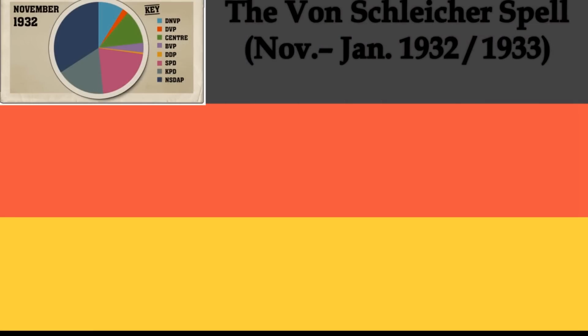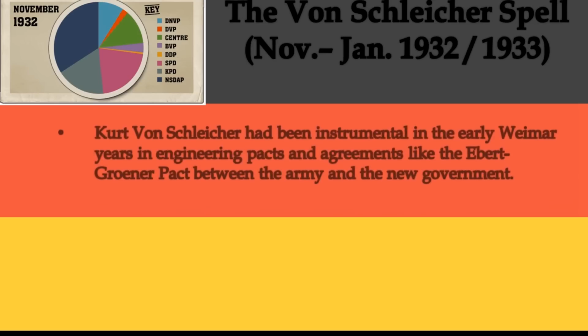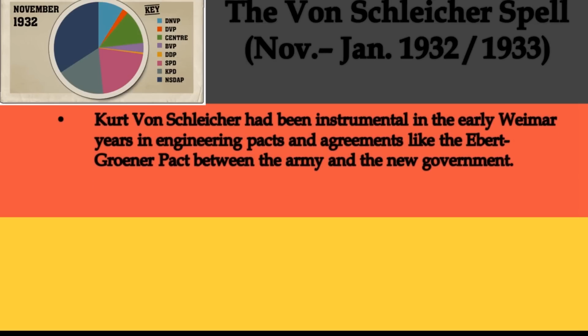So, with this slight detour to try and get the presidency, Hitler tries to get back on the chancellorship wagon. And after von Papen, we see that this guy called Kurt von Schleicher becomes the chancellor. And Kurt von Schleicher, a little bit about him, he's very instrumental in the early Weimar years because he's another army guy, so he helped engineer these pacts and agreements like the Ebert-Groener Pact in 1919, which was between the army and the new government, and it basically sorted that if there was an insurrection, a rebellion, an invasion or whatever, the German army promised to fight for the German government.